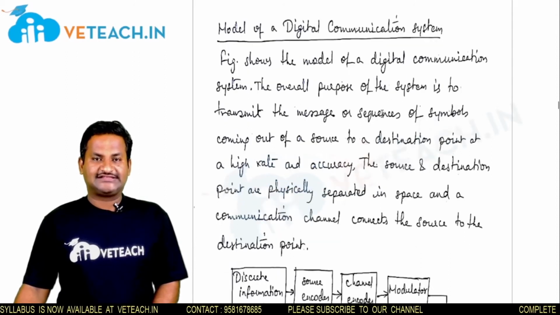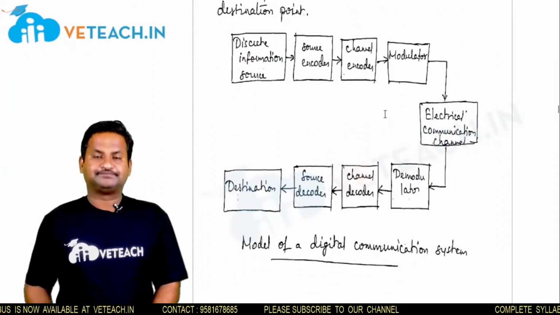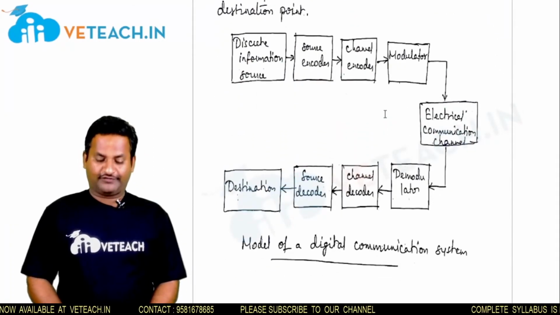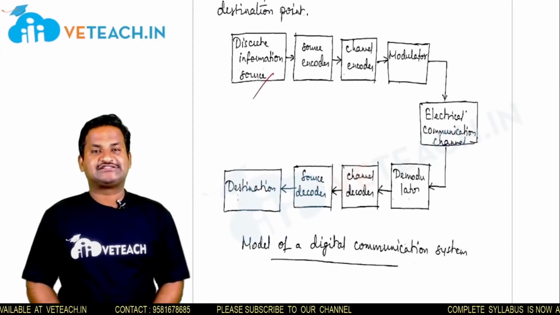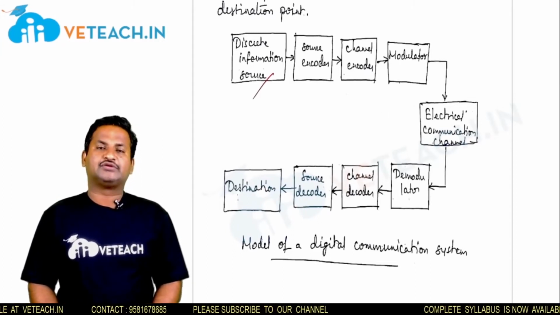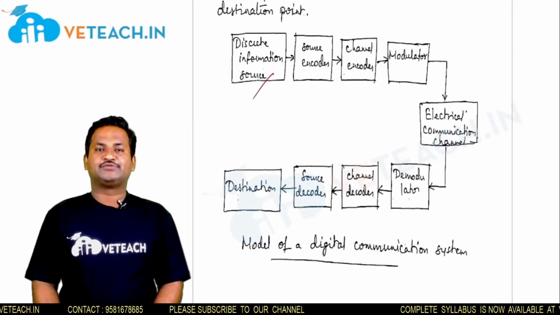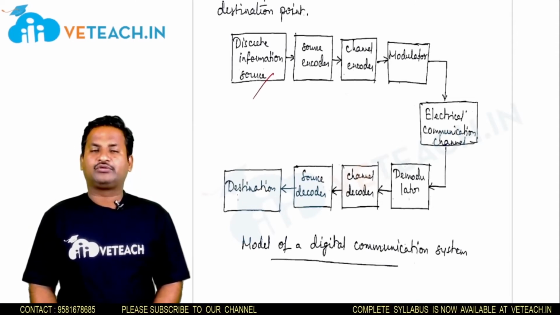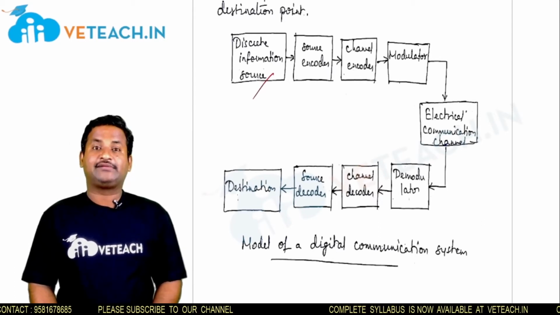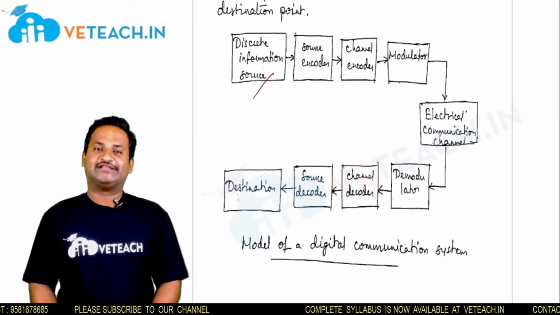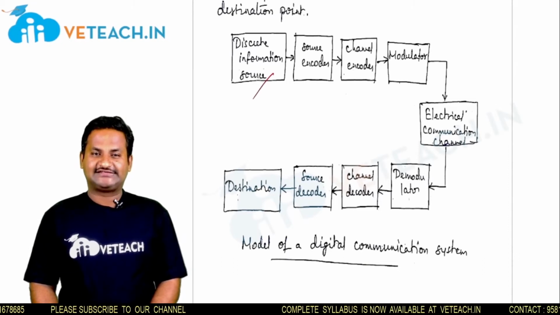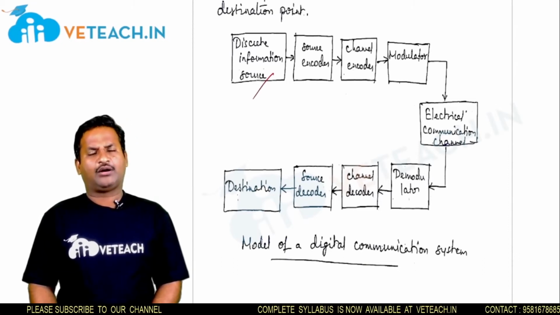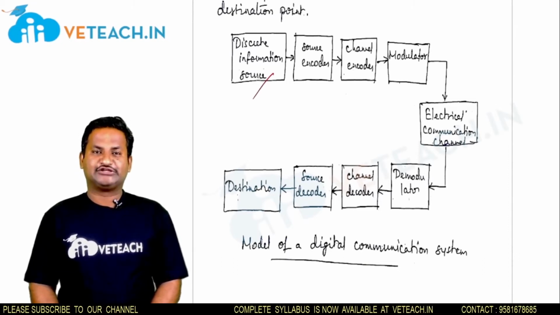Here, this is the basic digital communication block diagram. The block diagram consists of a discrete information source, which is nothing but the original data. Data may be in terms of analog or in terms of digital. If the original data is digital, it need not be converted. If the data is analog, it has to be converted into digital. Basically, the original data is always in terms of analog.